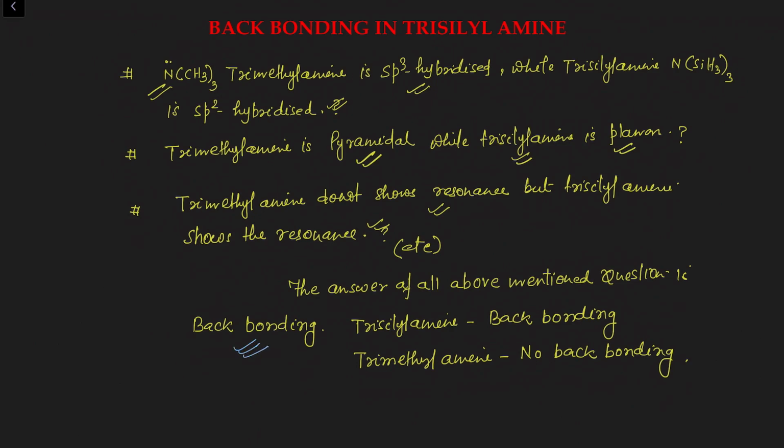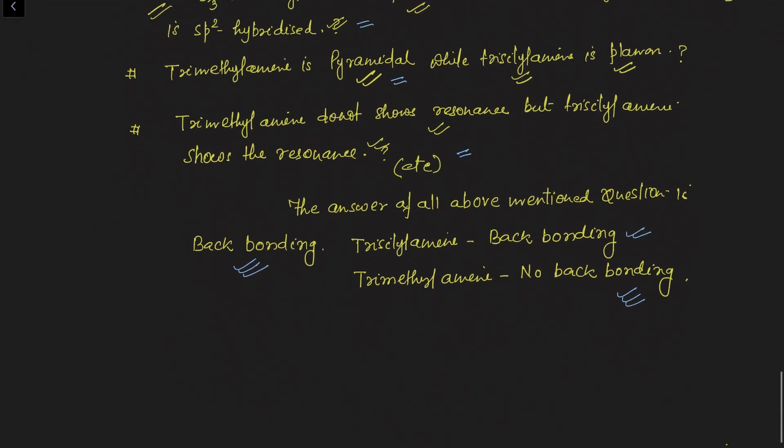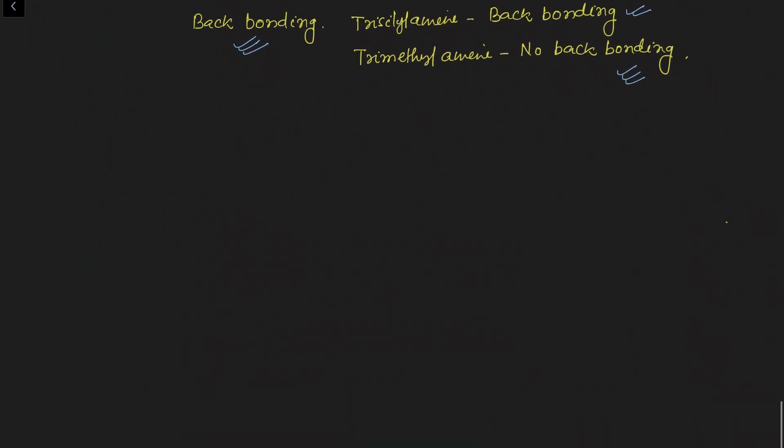So trisilylamine is able to show the back bonding, but trimethylamine is not showing the back bonding. That's why these many variations are observed. Now the first question is why trimethylamine will not show the back bonding? Before starting this, we must recall the conditions for the back bonding.